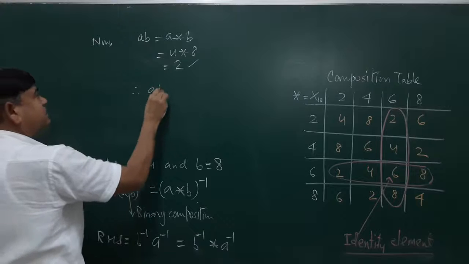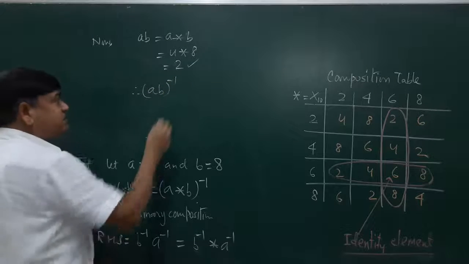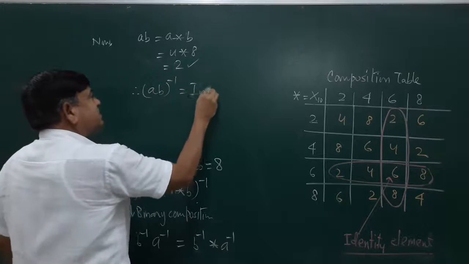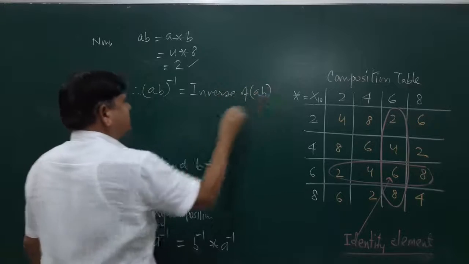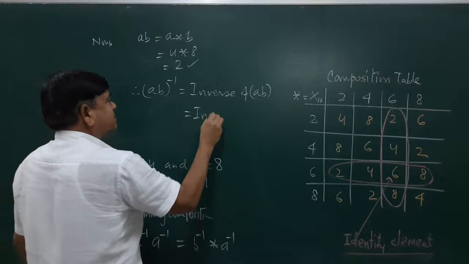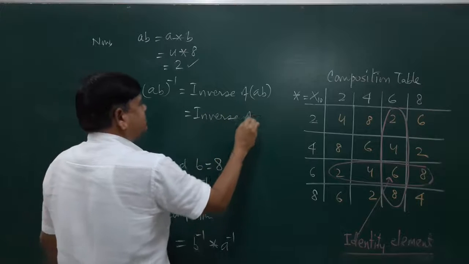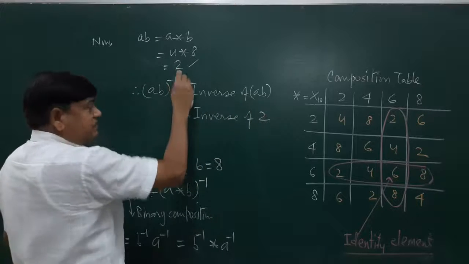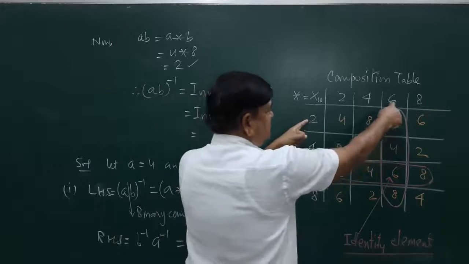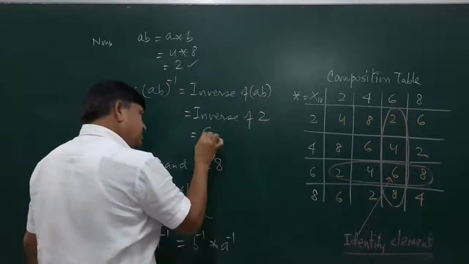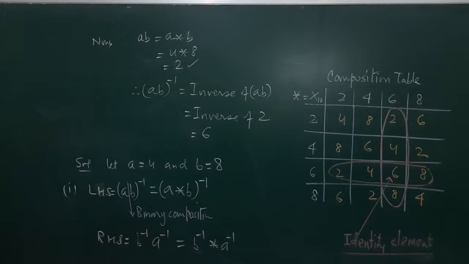Therefore, (AB) inverse means the inverse of 2. What is the inverse of 2? Look at this. The inverse of 2 is 6.